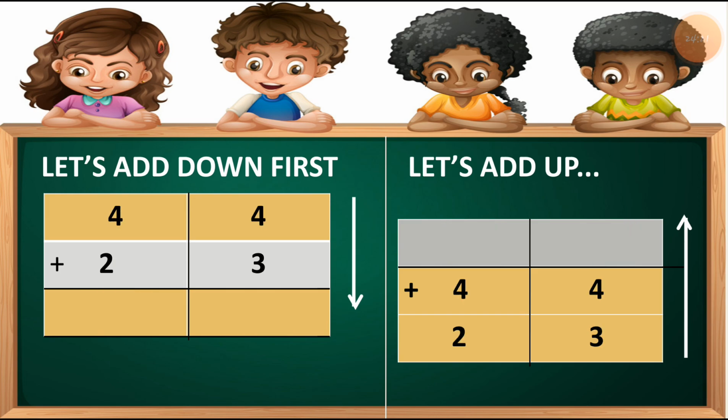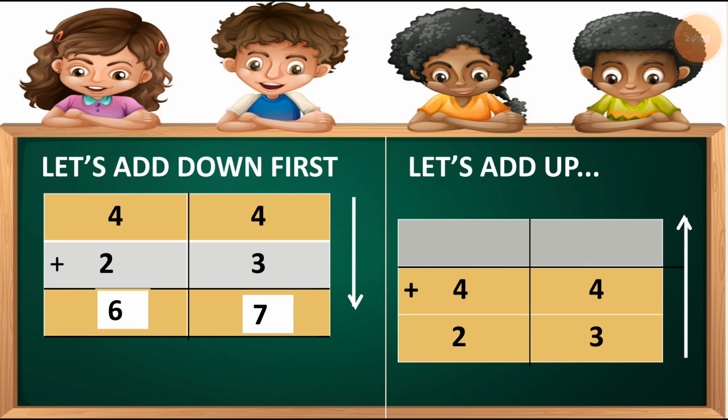Now students, next one, 44 plus 23. So in the ones column, 4 plus 3 is equal to 7. So I write number 7 at the ones column. Then at the tens column, 4 plus 2. So 4 plus 2 is equal to 6.